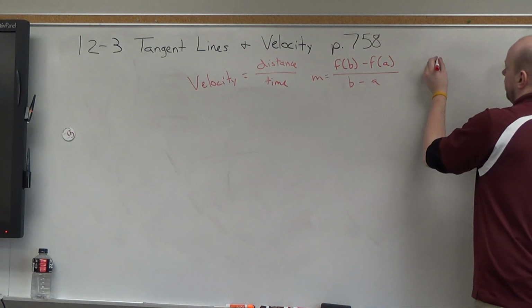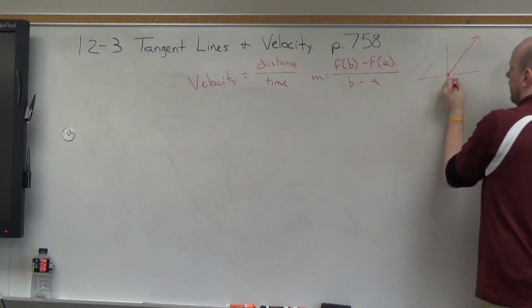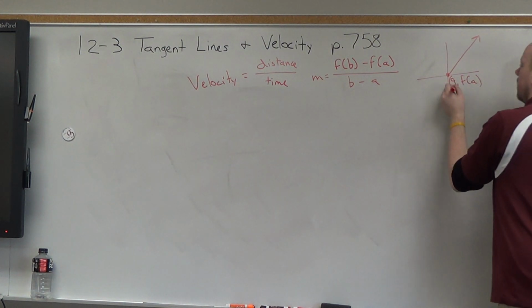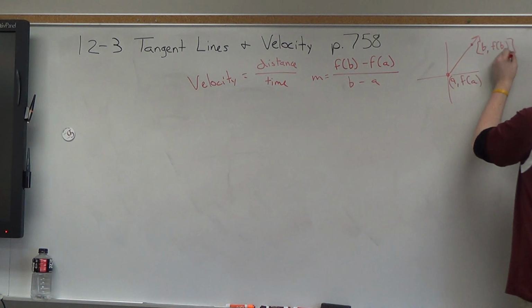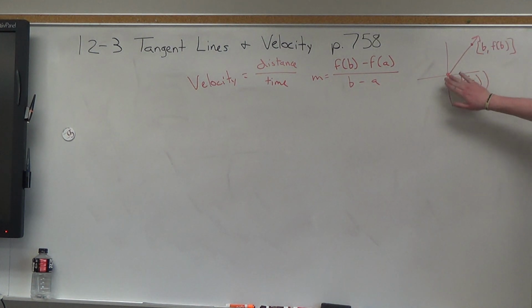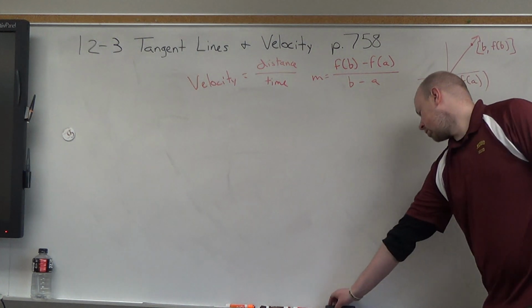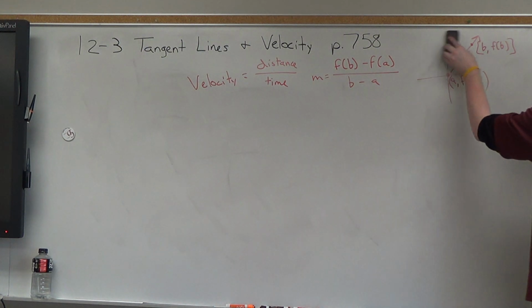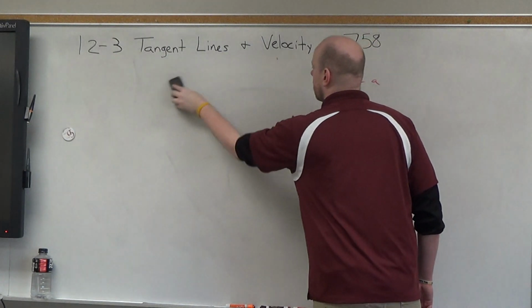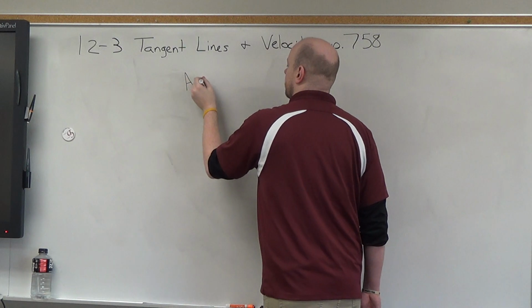Where if I have a line and it was linear, for example, I get (a, f of a) and (b, f of b). Just my first coordinate and second coordinate. So it's just, the idea is exactly what you think. It's pretty straightforward. Okay, so let's do an example of essentially slope. Now the big thing to note is this is technically average velocity.